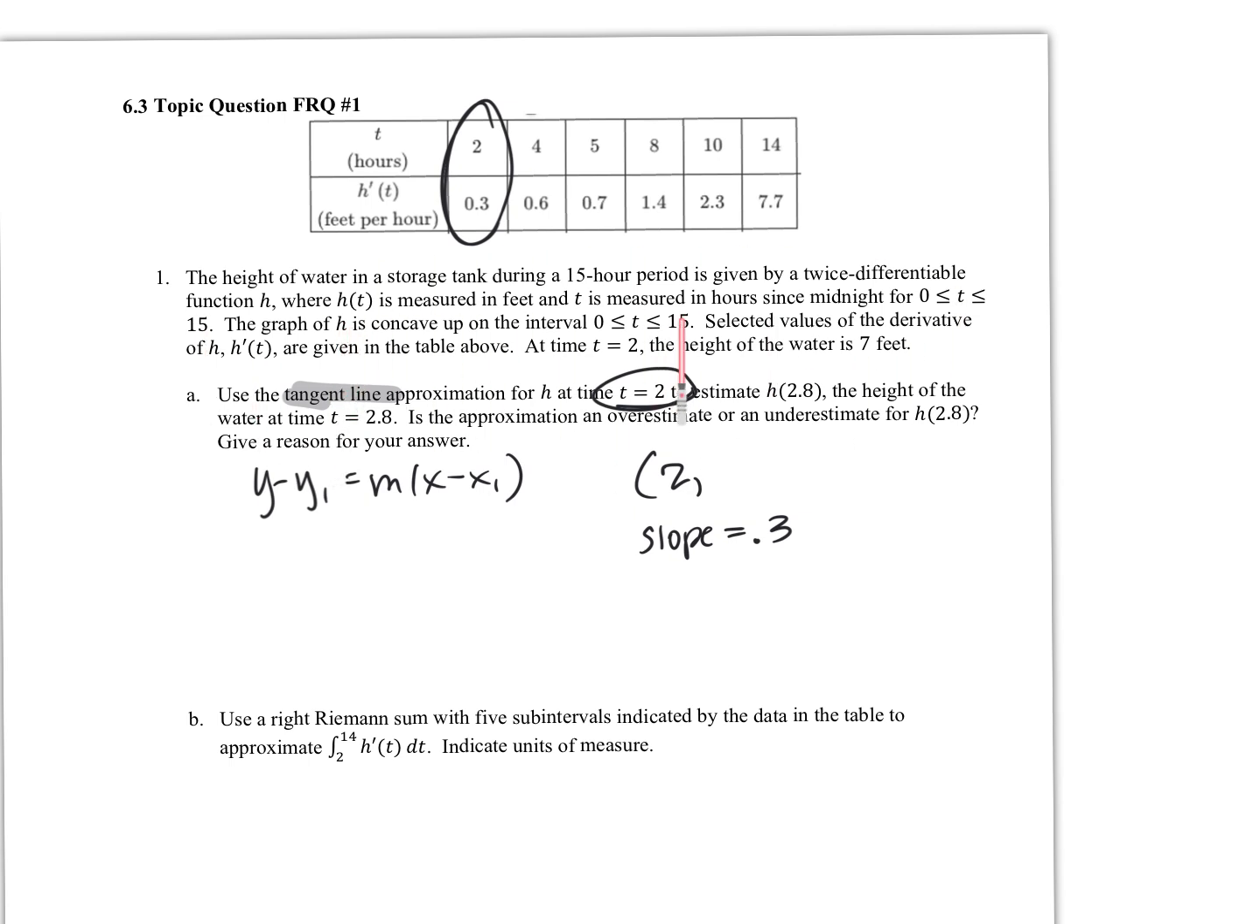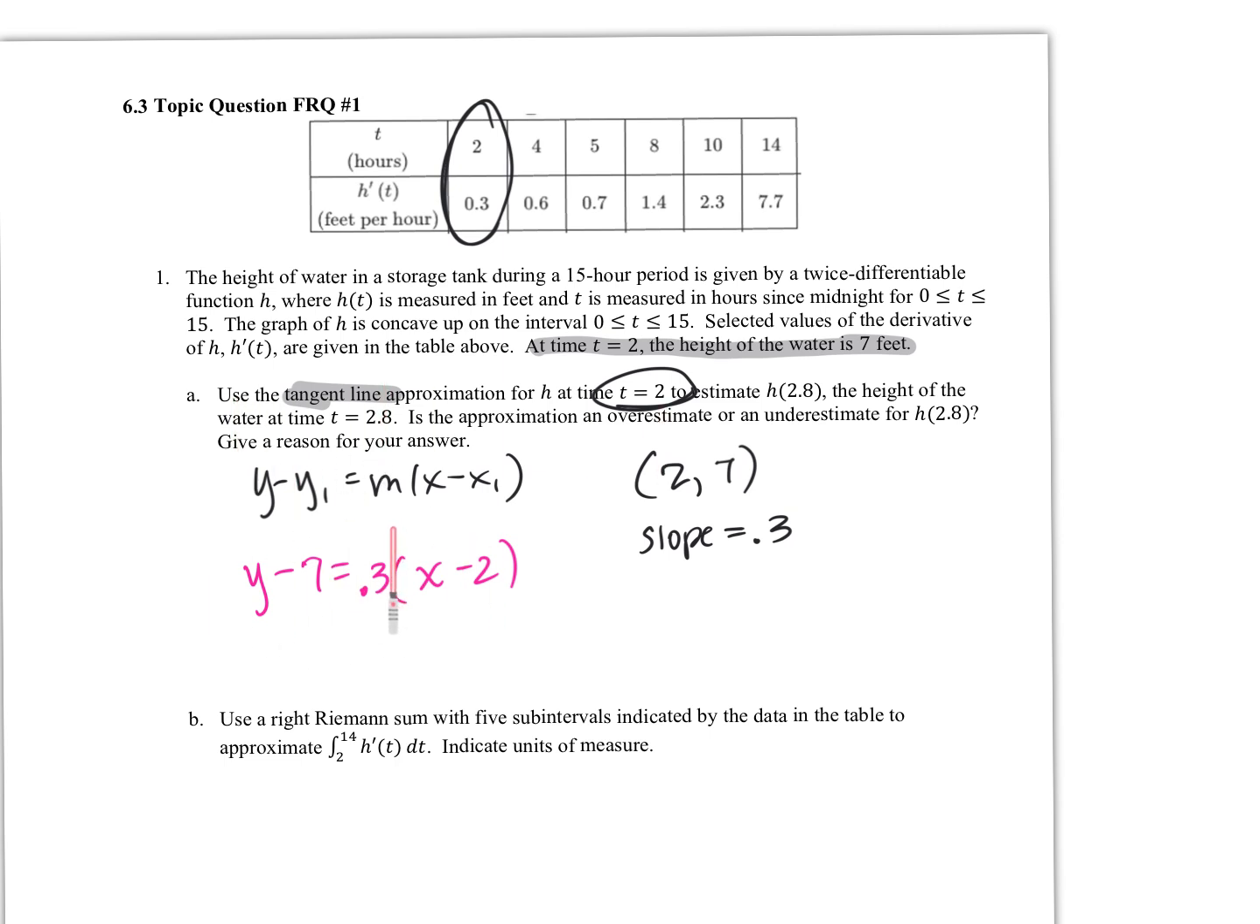Yeah, exactly. It's concave up. They give us all this info. At t equals 2, the height is 7. So there's my point, 2, 7. Let's go write my point slope form. y minus 7 equals my slope of 0.3 times x minus 2. They said use that tangent line that you just did.